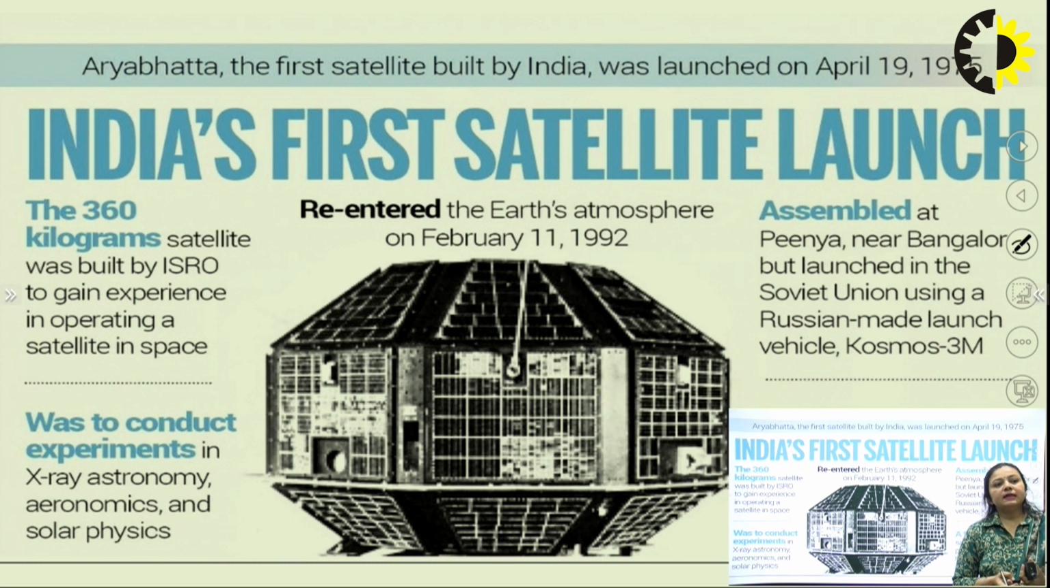India's first satellite was Aryabhatta. It was a 360 kg satellite. First, we can differentiate the satellite as per the application, such as a communication satellite. Now, the second classification can be as per the weight, as in the case of Aryabhatta, a 360 kg satellite that was built by ISRO to gain experience in orbiting a satellite in space. It was launched in April 1975. The aim was to conduct experiments in X-ray astronomy, aeronomy, and solar physics. It re-entered the Earth's atmosphere on February 11, 1992.